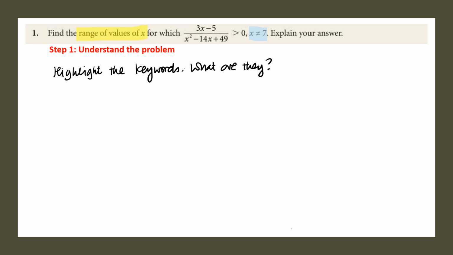Then the next thing is to understand what you are supposed to find. Here you're supposed to find the range of values of x. So what do you understand by the words range of values of x? Is it a fixed answer, or is it an answer in terms of inequality? And last but not least, there is the problem itself, the inequality itself.